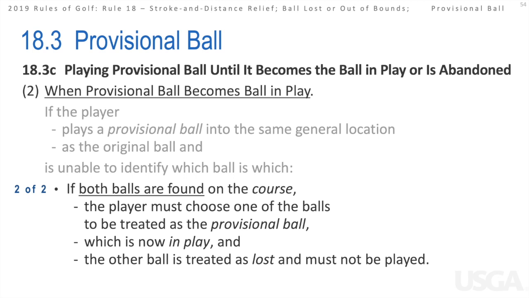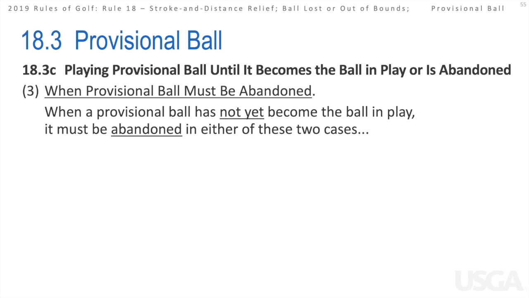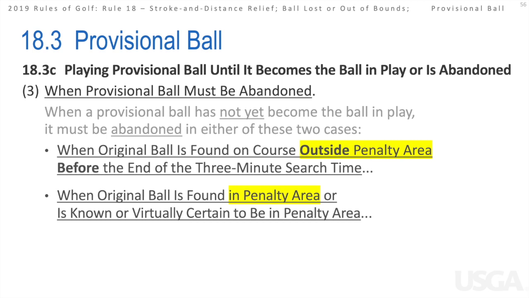If both golf balls are found on the course, the player must choose one of the balls to treat as the provisional, which is now in play, and the other ball is treated as lost. So in this case, they choose, but you have to continue as if it's the provisional, assuming the original golf ball is now lost.